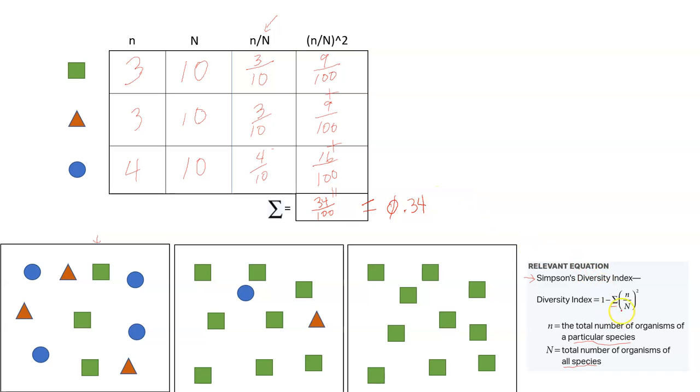So we have our sum. Is that all we have to do, though? No. We have this 1 minus portion that we need to deal with. So finally, last step, 1 minus 0.34 is equal to. Go ahead and calculate that out.